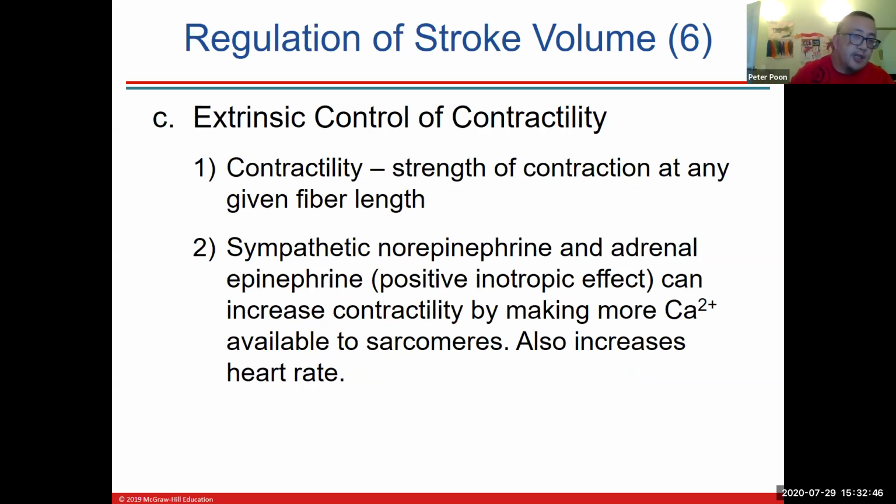All right, extrinsic control of contractility. Contractility means the fiber is able to contract.